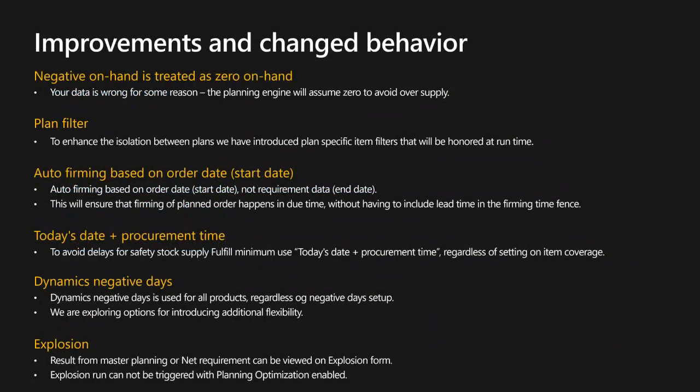Now let's take a look at some of the improved and changed behavior that you will experience when you move to planning optimization. So negative on hand, meaning you have minus something on inventory, is treated as 0 on hand. In case your data is wrong for some reason, the planning engine will assume 0 to avoid oversupply.